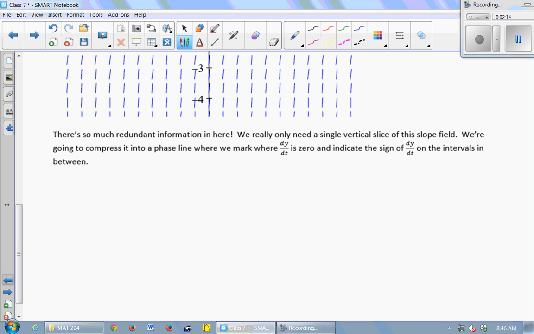So we're going to compress all this information into a phase line where we mark where dy/dt is 0. And remember, the places where dy/dt is 0, we've been calling those equilibrium solutions. On a phase line, we call them equilibrium points, because we're now taking that whole solution and just marking it as a point on the line. And then instead of marking the exact slope, like a slope field does, we're just going to mark whether or not the slope is positive or negative, and we're going to indicate it with an arrow.